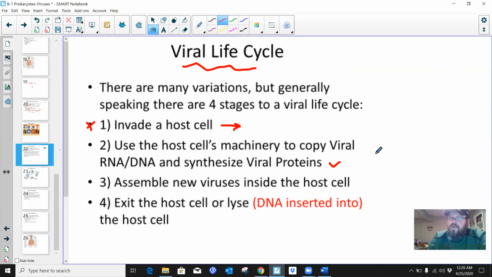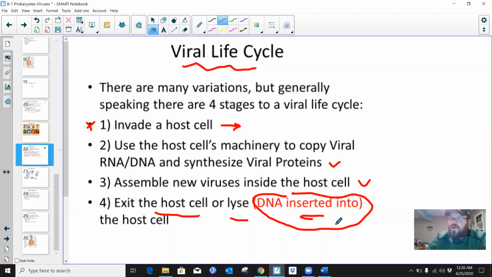Okay? So they assemble new viruses inside the host cell, and then these viruses may exit the host cell and ultimately lyse, and the DNA may become completely inserted into and become a part of the host cell. So lyse is kind of a fancy term for that DNA to be inserted into the host cell, and that DNA sequence that has been injected by the virus becomes a part of the genetic code of that host cell.